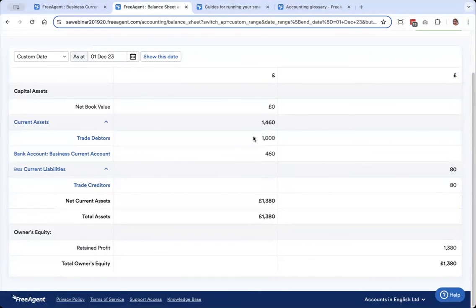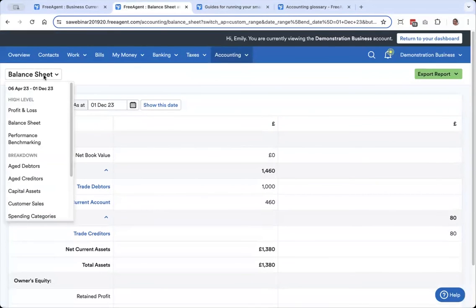So what I've got there is some money owed by my customers. I've got a small balance in my bank account. I've got a liability I owe to my suppliers, and they're, again, balancing each other out. So the balance sheet is giving me some useful information. It's saying my customers owe me this money. I owe my suppliers this money.